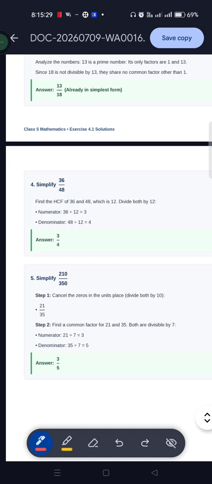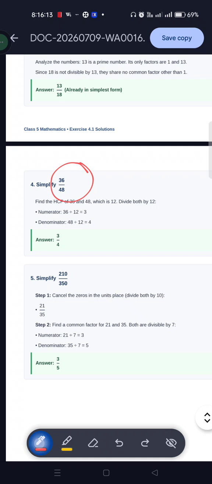Now the next question is 36 upon 48. 36 upon 48 can be cut by 6. Both the numbers are coming in the table of 6. Also these two numbers are coming in the table of 12. So 6 also and 12 also. You can take any one of the numbers according to your ease. You need to learn tables for solving these questions. If tables are perfect, you can do this type of question very easily.